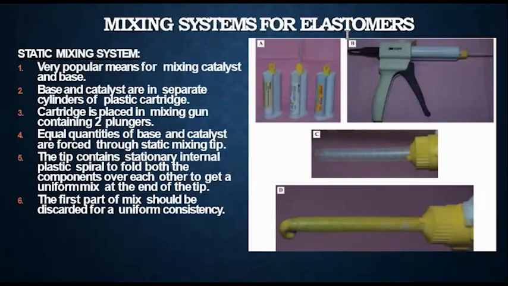As you can see, this is the automatic dispenser gun. These are the cartridges with separate cylinders for the base and the catalyst. This is the mixing tip, giving one single mix. It's a very popular means for mixing catalyst and base. Here they are separate cylinders of plastic cartridge. Equal quantities are dispensed, and once extruded out of the mixing tip, it is placed in the oral cavity.